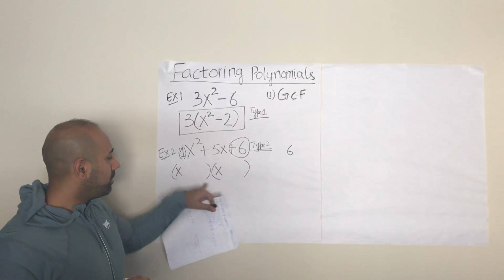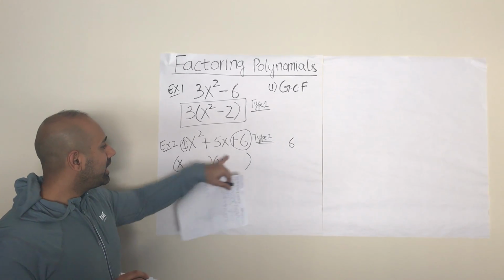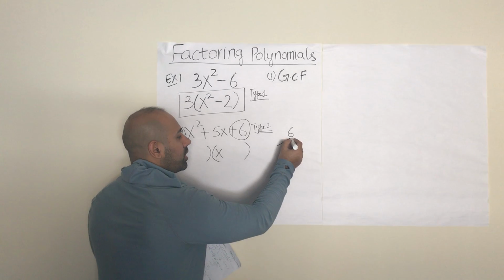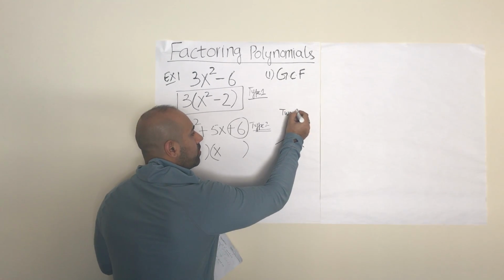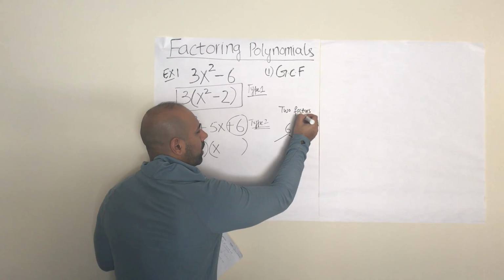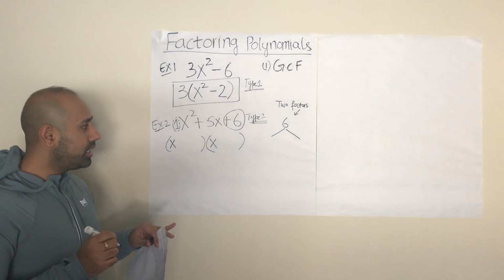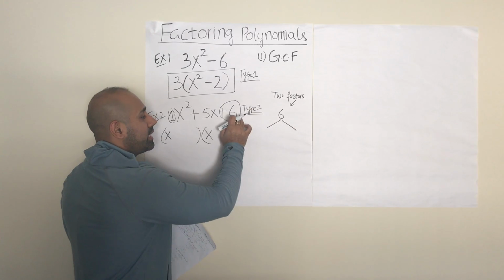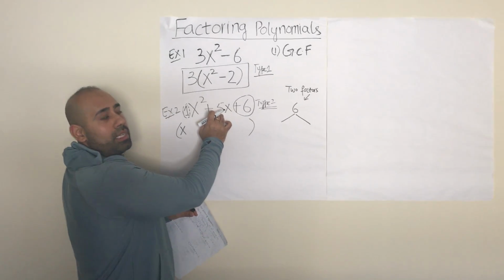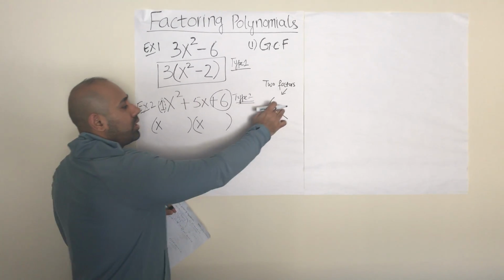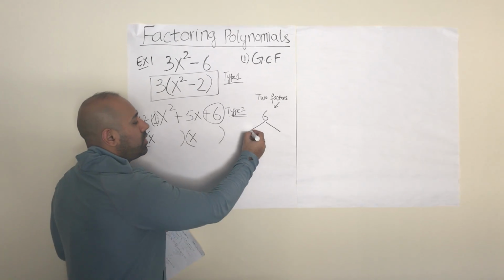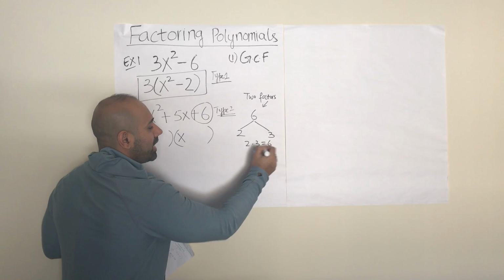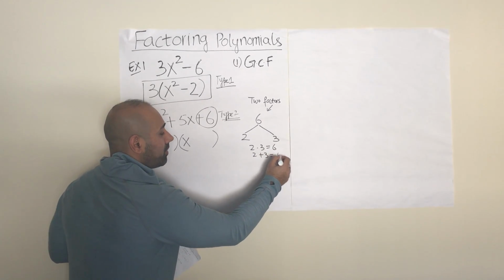We start by drawing the parentheses, filling in those x's here, and then we work with this constant 6. We try to come up with 2 factors of this number 6, the constant, not any two factors. We want two factors of this number 6 that add up to the middle term, that add up to this 5. So the obvious choice here would be 2 and 3. Why? Because 2 times 3 is 6 and 2 plus 3 at the same time is 5.